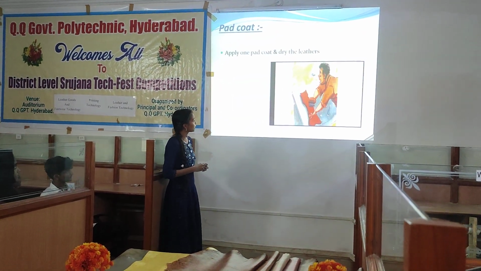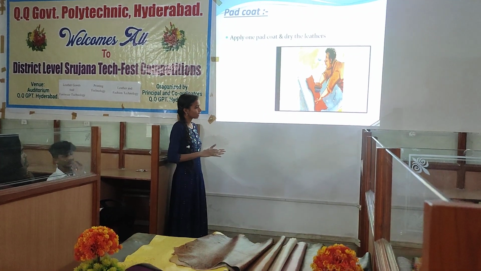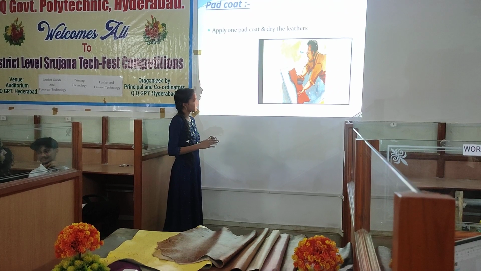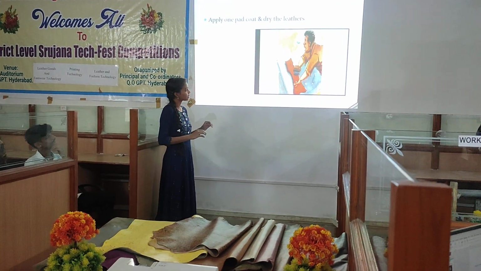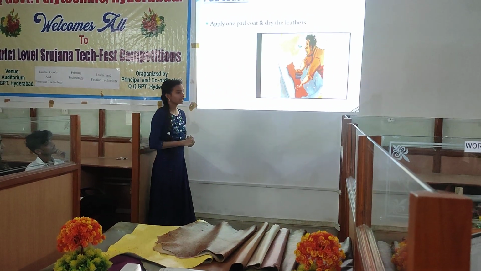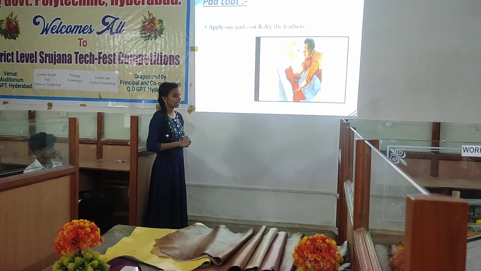Next, pad coating. Pad coating means we will take the leather and keep it on the flat table. We will take the chemicals and we will rub the leather with this type of brush. This will spread the color to the leather softly and equally.